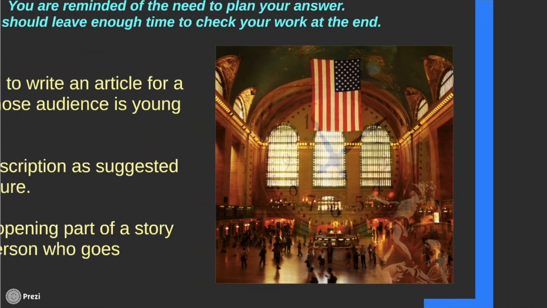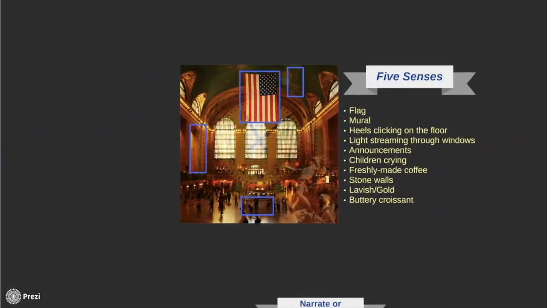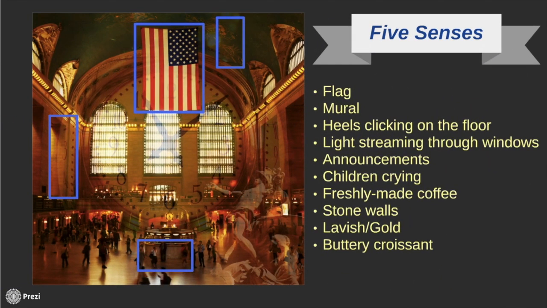Okay, and the way I plan it is I start with thinking about the five senses, and I draw 4 boxes on the image itself, or I think of 4 things in my mind if I've chosen the question that isn't linked to the picture. And I focus on those 4 things, and I literally list about 10 things using the 5 senses that I can see, hear, taste, touch and smell.